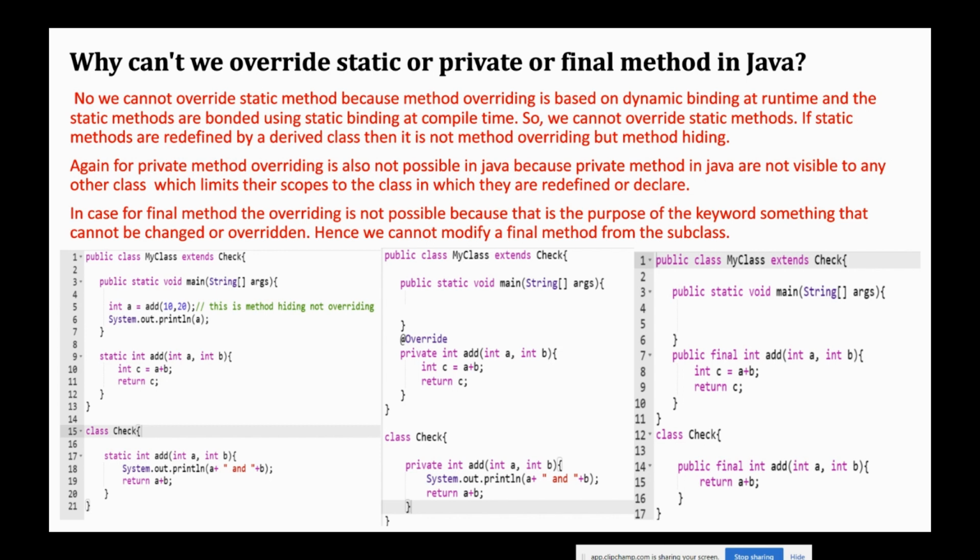So let's see the other one, which is final. In the case of final methods, overriding is not possible because final is a keyword that means something cannot be changed or overridden. Hence, we cannot modify final methods from the subclasses, because once you declare anything final, it means it's a constant. It cannot be changed, neither can it be overridden.